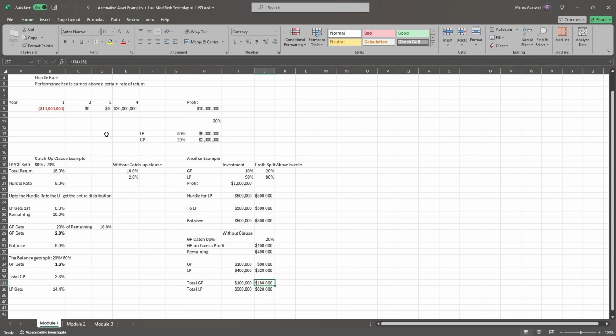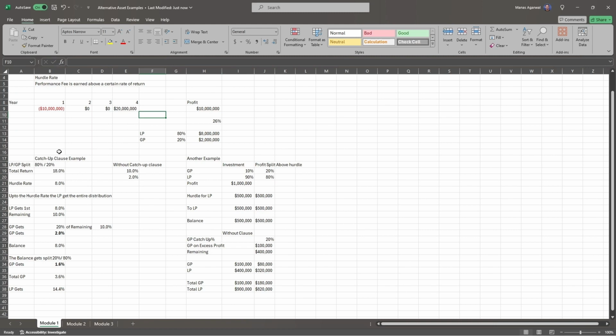Alright, now we'll look at some of the examples from the curriculum. So a simple example is, let's say we purchase some asset in year 1 for $10 million, and by year 4 we are able to generate $20 million. So net profit comes out to be 10. What is the IRR of the project? Simply you can use the IRR formula and it comes out to be 26%. So let's say the split between the GP and LP is 80 and 20. So without any restrictions, like hurdle rate, cap or anything else, the LP gets 80% of the profit and the GP gets 20% of the profit.